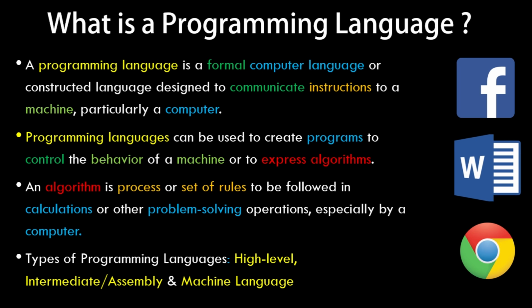So all these are programs usually created by programming languages. So now there are 3 different types of programming languages depending upon the understandability of computers, that is how computers perceive them. So they are classified as high level language, intermediate or assembly language, and machine language. So let's see what these 3 types are.